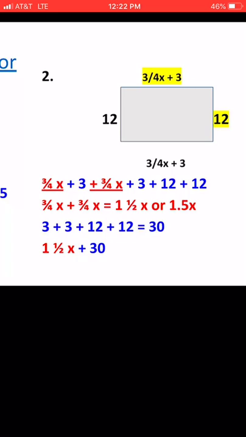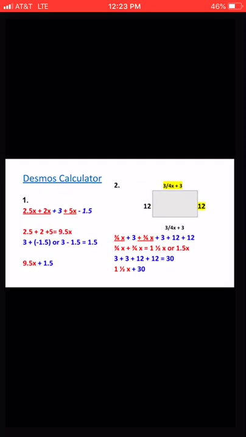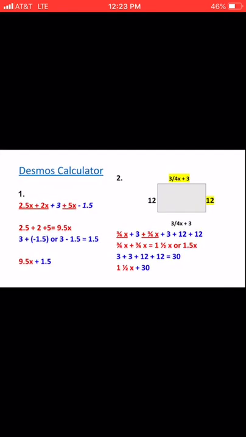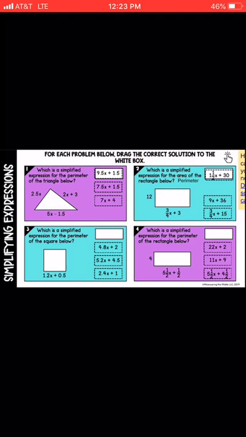Okay. Then I go to my constants, which are the 3, 3, 12, 12. You can go back to your Desmos calculator if you need to. And it's 3 plus 3 plus 12 plus 12 equals 30. So I just put those answers that I got, 1 1/2x plus 30. And notice both the answers there in problem 1 and 2. The answer there at the top, I just dragged my answer into the box that was there.